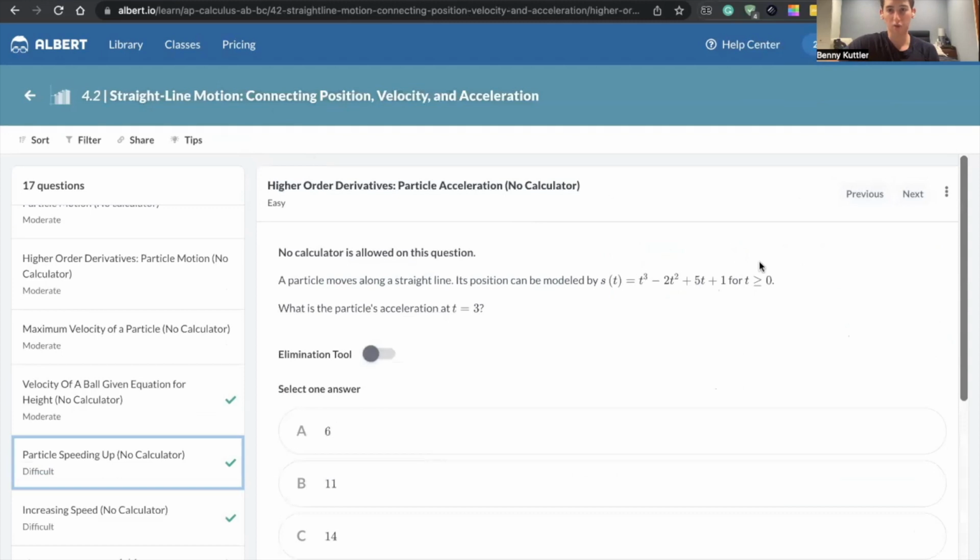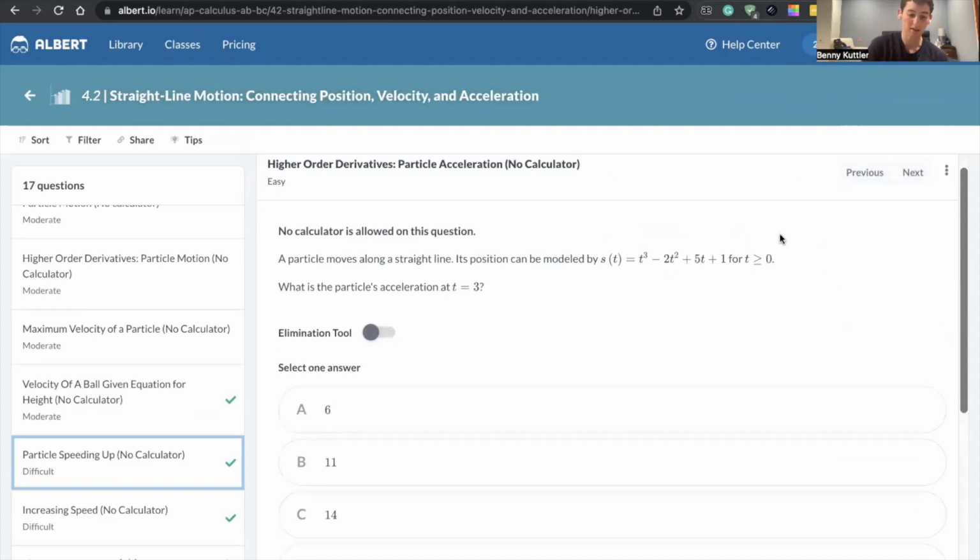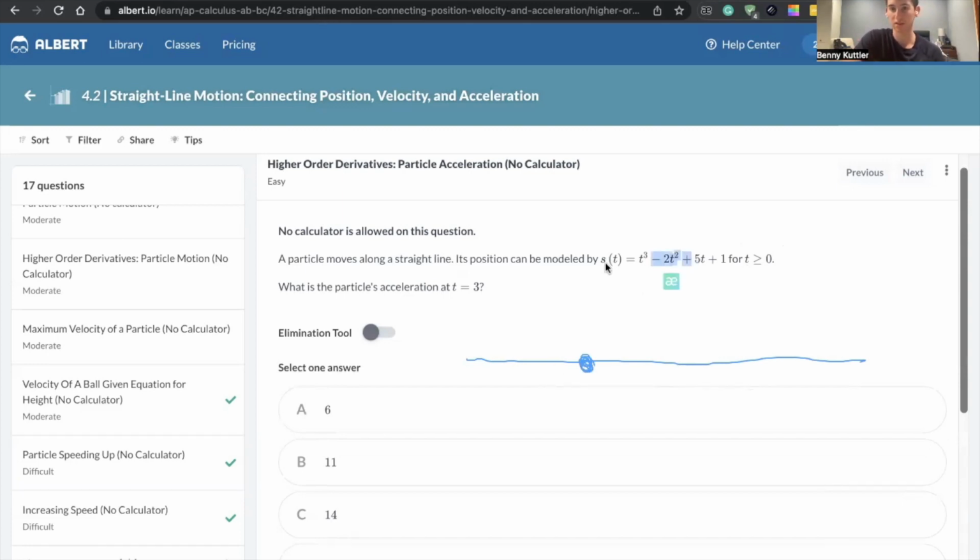Okay, 4.2, this is straight line motion. So a lot of the times they'll be talking about a particle moving in a straight line, or say a bug walking on a line. So this will be your number line. Let's say this is your particle, and it's going to be moving back and forth according to this function. S of t means the position of the particle.